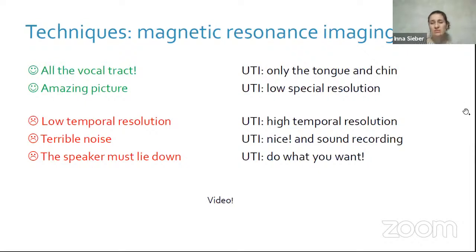You can see all the vocal tract, and pictures are just amazing, but these MRI scanners are very expensive, and MRI scanners require special equipment to screen the magnetic field that the scanner produces. It makes terrible noise, and the participant should lie down in this scanner, which influences articulation. Besides, MRI imaging has low temporal resolution, so you can't always be sure that you see every change in articulation.